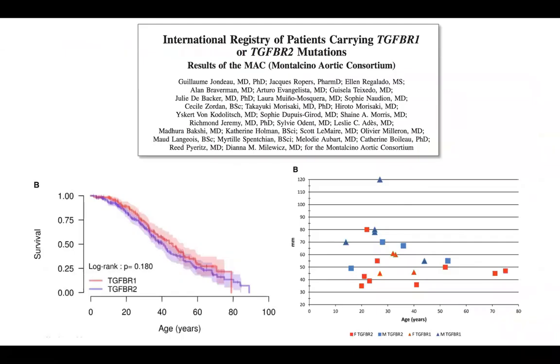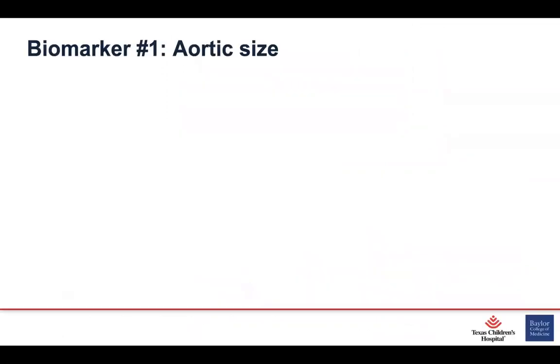This is now again looking at Loeys-Dietz syndrome and looking at aortic dimension. This is one of the largest studies done by the MAC consortium. If you look here, this is age, but this is millimeters at first aortic event. And you can see that they're all over the place. So if we operated on everyone at 4, while yes, we might prevent a large number of dissections, a lot of people are having interventions far earlier, maybe 10, 20, 30 years before they would have had an event. And is that really the best strategy either? We really obviously need something besides aortic size.